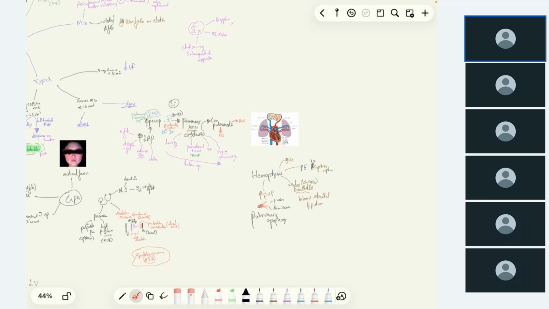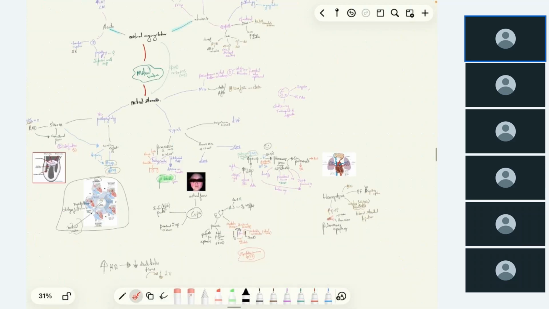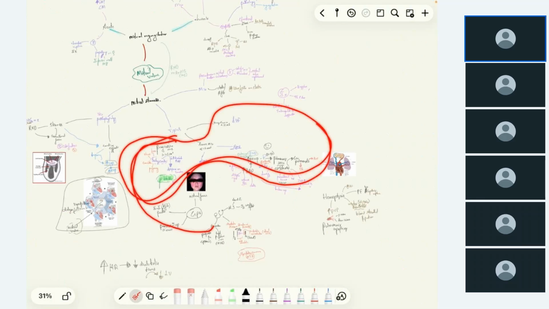Then we have very severe MS where the mitral valve area is less than 1 centimeter square. At this stage, the patient will have left ventricular failure and the features of left ventricular failure. So under clinical manifestations, you can write from here to here. All the manifestations you can write.